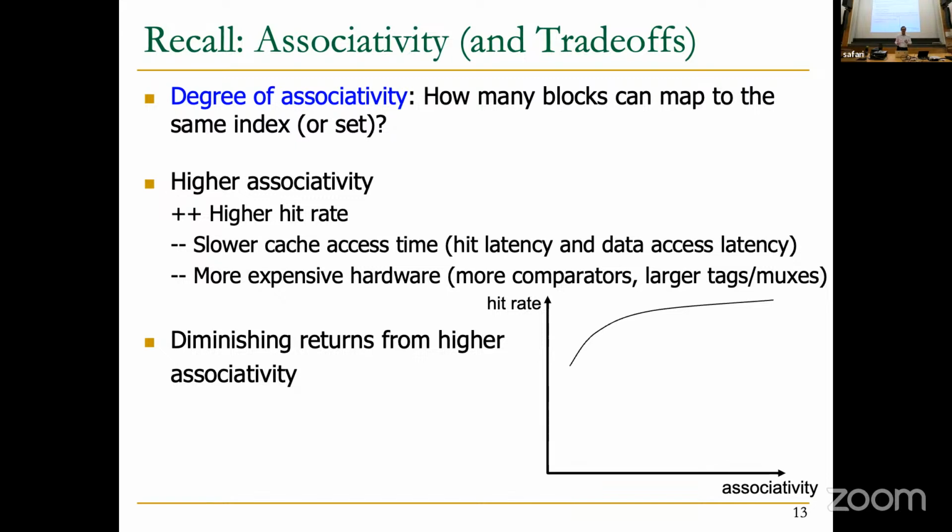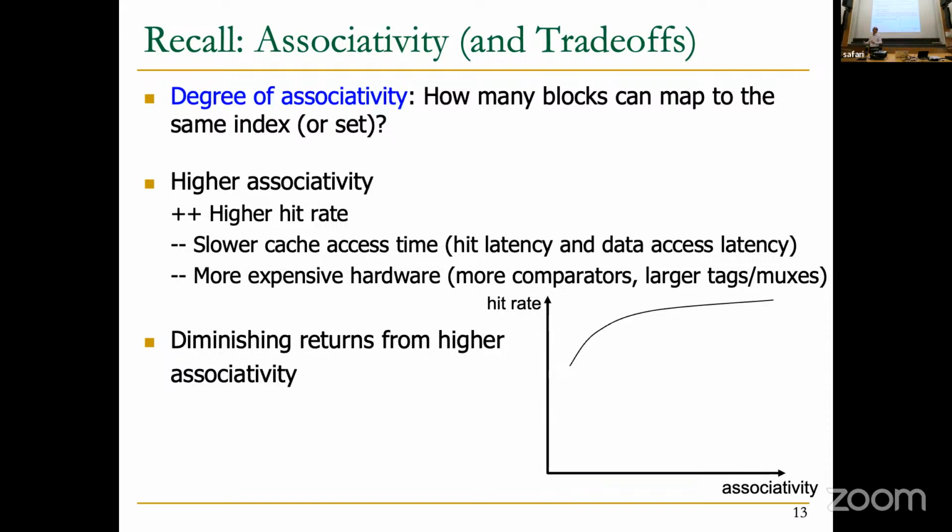So basically, higher associativity is in general good, but at some point, your returns diminish. And also, as we will see today, as you make your caches higher associative, you need to manage the cache in a more complex way, because a block can map to any location in the cache, and many blocks contend for those locations in the cache.